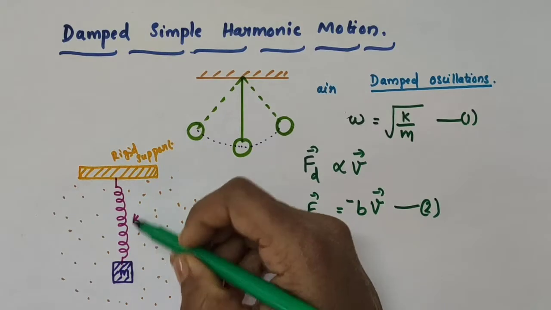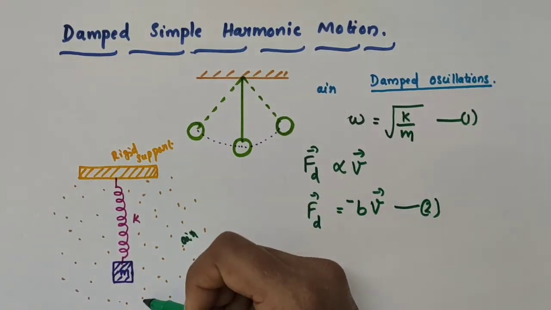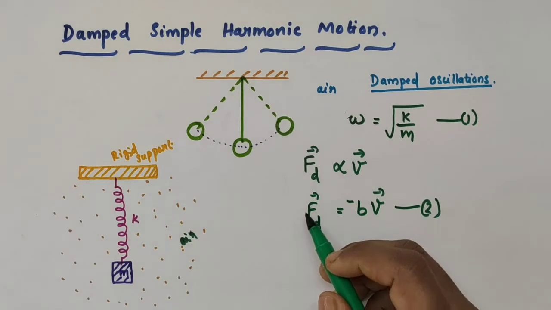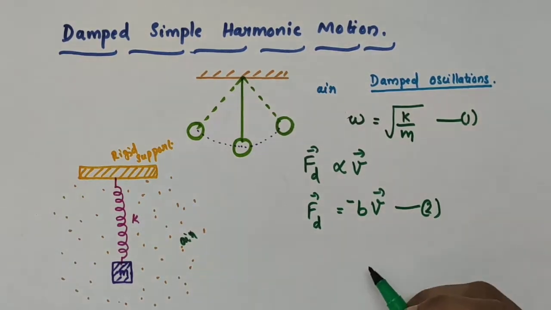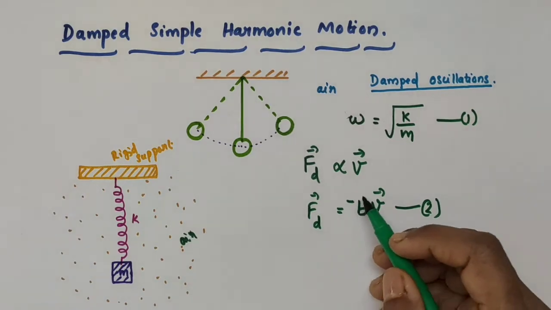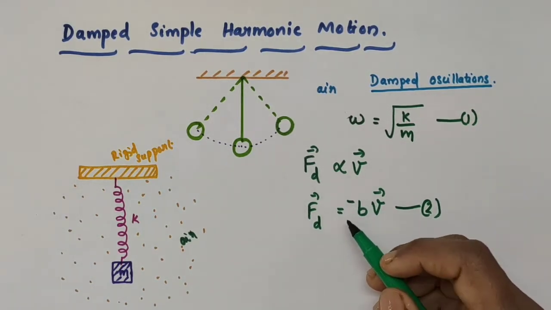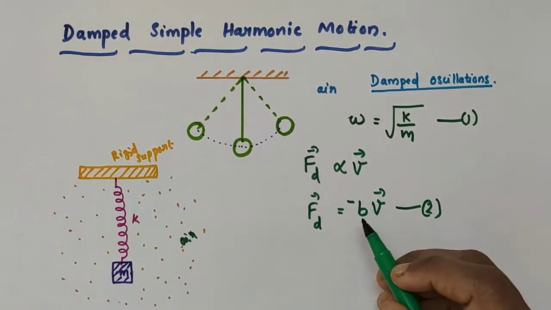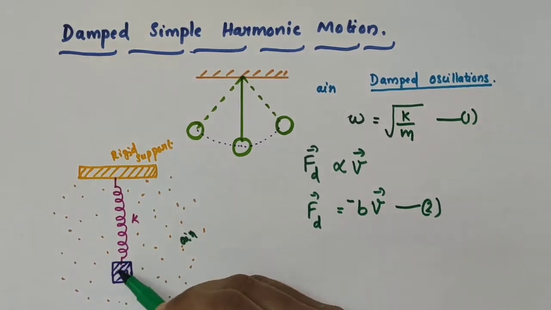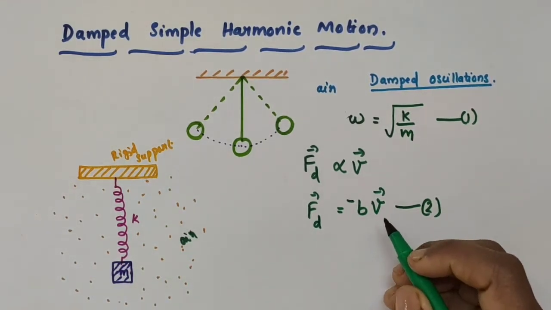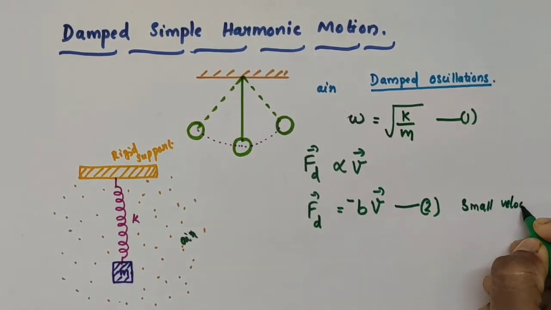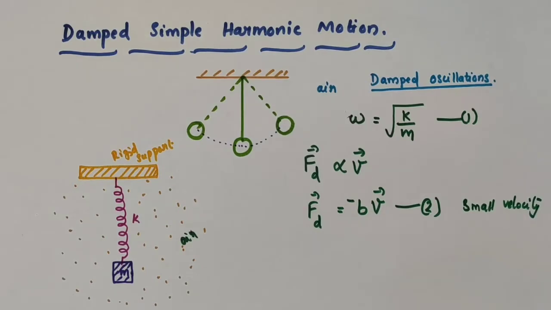So, if the velocity of the block is in the upward direction, then the damping force will be in the downward direction. If the velocity of the block is in the downward direction, then the damping force will be in the upward direction. This negative sign indicates that the damping force and the velocity are opposite in direction. And here we have a positive constant b, which depends on the characteristics of the medium like viscosity. And this b depends on the size and shape of the block. This equation number 2 is valid only for small velocity.